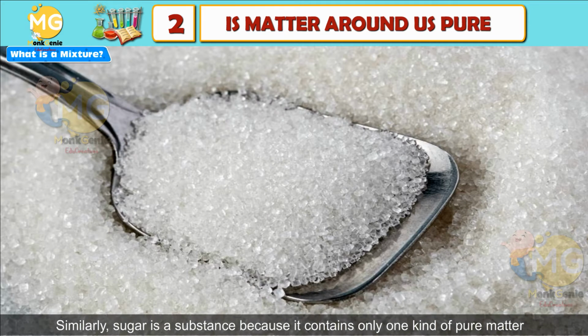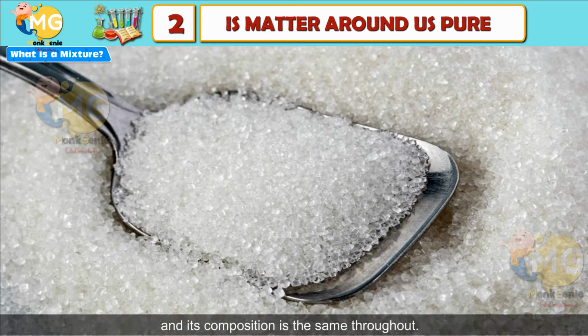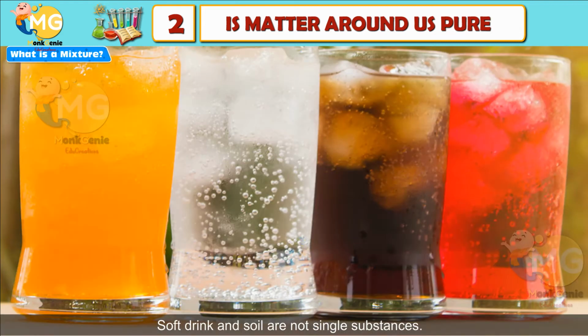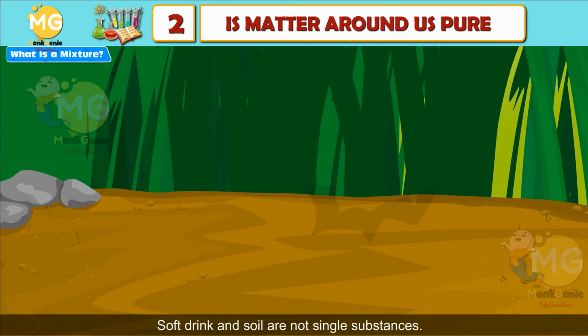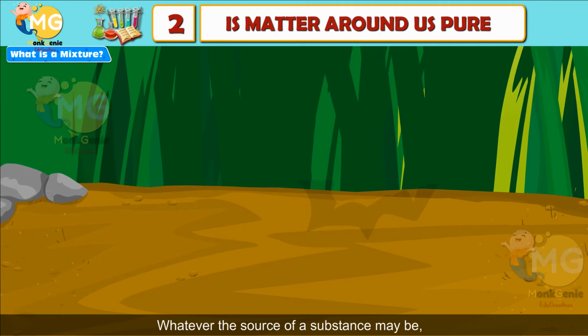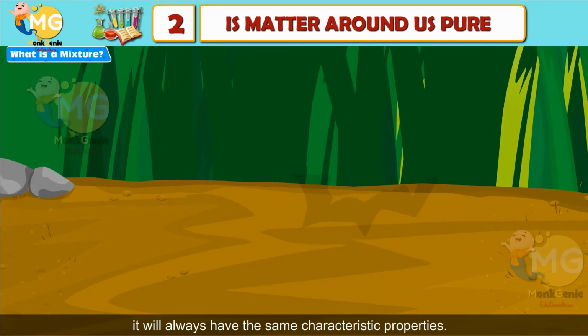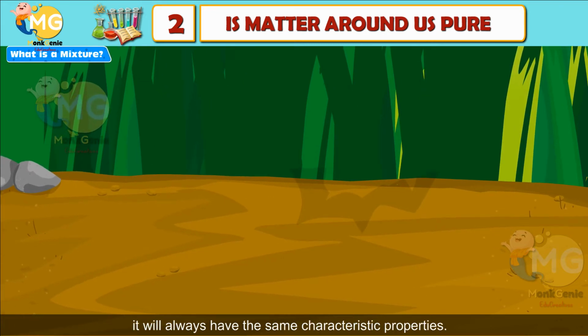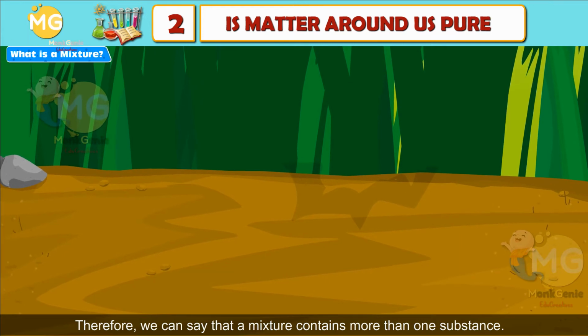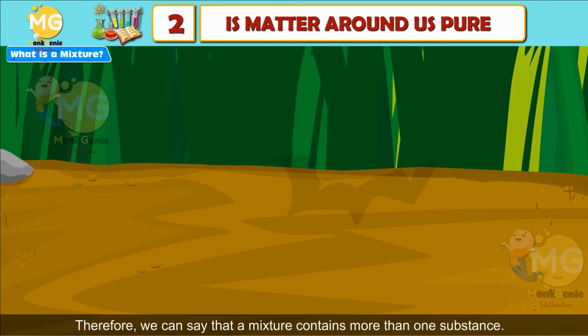Similarly, sugar is a substance because it contains only one kind of pure matter and its composition is the same throughout. Soft drink and soil are not single substances. Whatever the source of a substance may be, it will always have the same characteristic properties. Therefore, we can say that a mixture contains more than one substance.